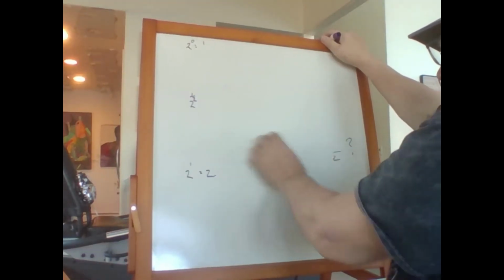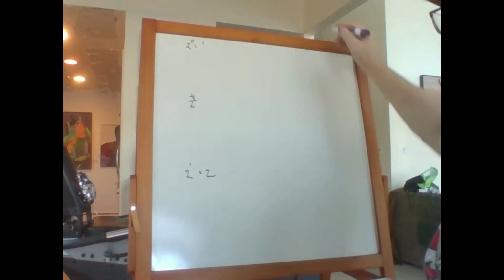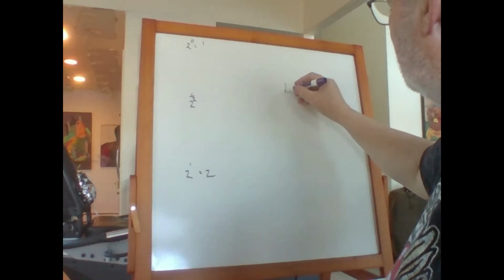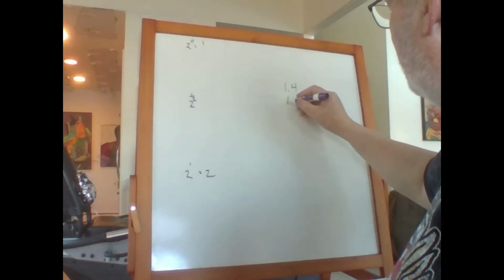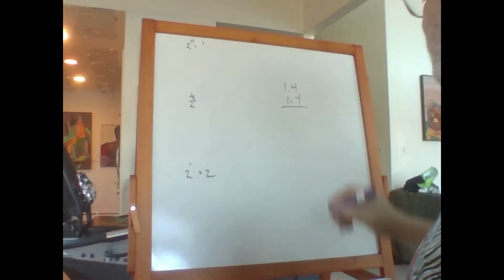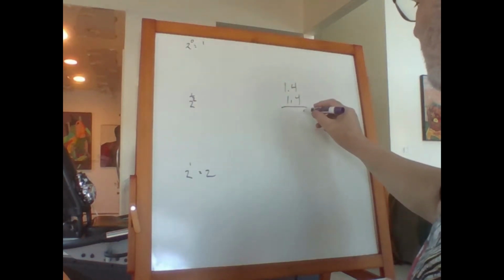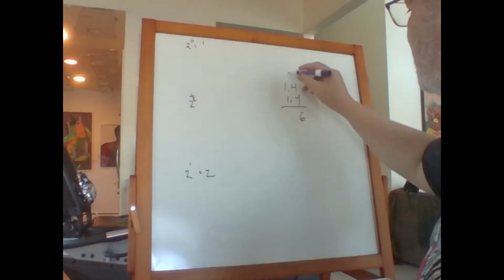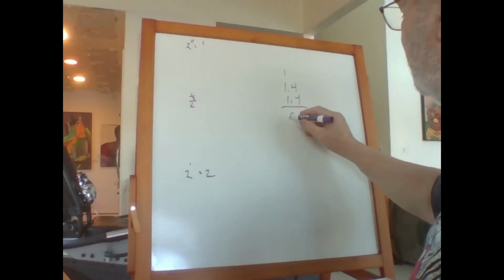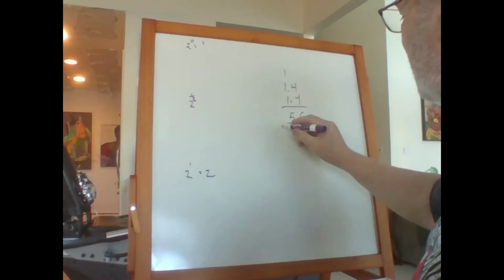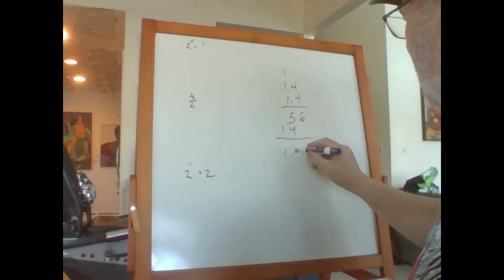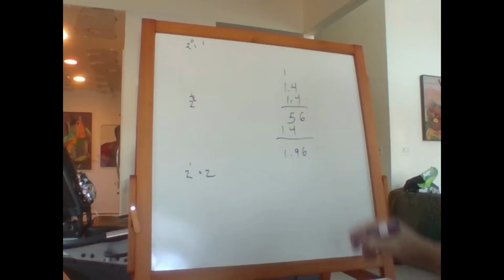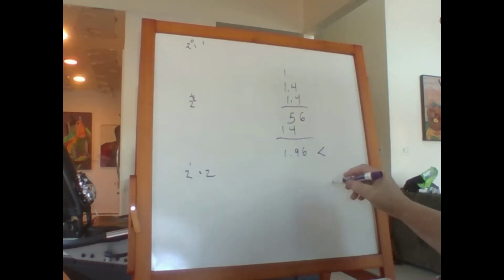So we look for the square root of 2. Let's start with 1.4. And this is how they did it in those days. 1.4 times 1.4 is 1.96. Well, that's less than 2.